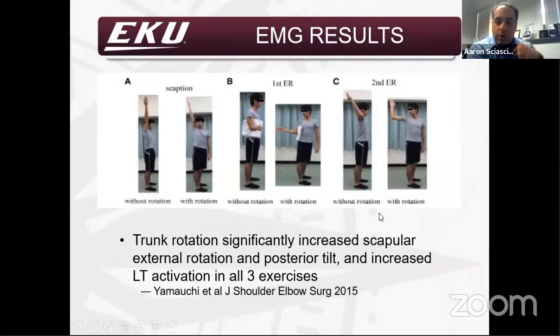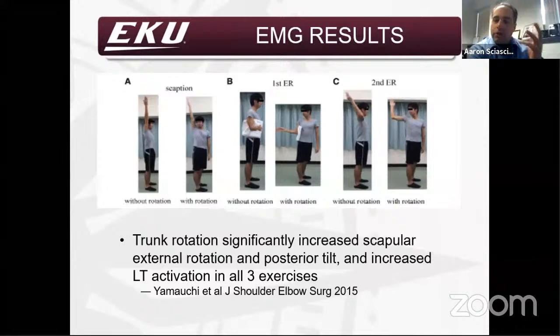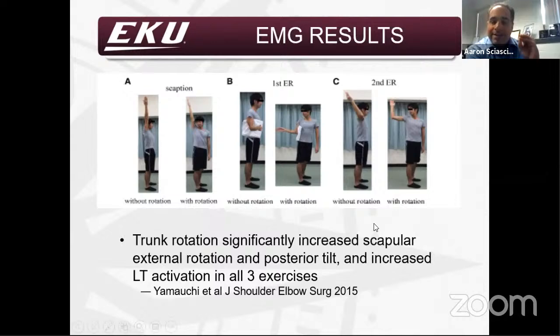So I've mentioned using the arm with trunk rotation. This is some evidence that came out just a few years ago from Japan, where they showed us that by simply taking the classic long lever exercises and utilizing trunk rotation with a synchronous arm movement, you not only increase scapular external rotation and posterior tilt, but you turn on the lower trapezius to much higher levels. So by simply integrating other body segments, in particular the core, you end up getting better rehabilitation results because of the design of the kinetic chain.